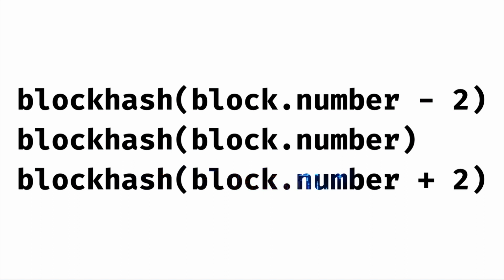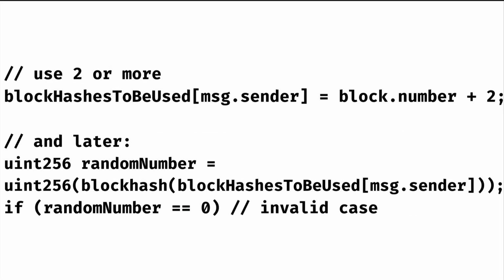But what we can do is we can use a future block hash if we require multiple transactions. So then you would first store the block number, for example, in a mapping like here, and block hashes to be used. We would first store a block number that we then use later on. So I would at least use +2 here for extra security, so you can know for sure this block hash is not yet known at the time when you're running this code. And then later, in a second transaction, once the block with that number was mined, you can calculate the random number as the block hash from that block and convert it into a uint256.